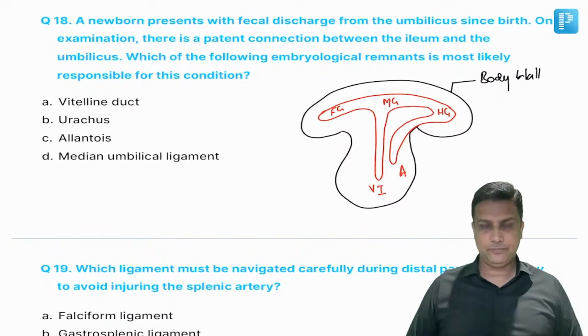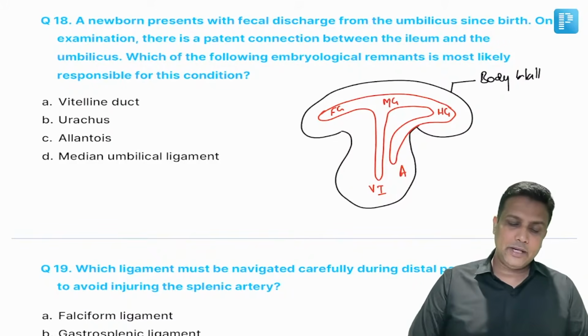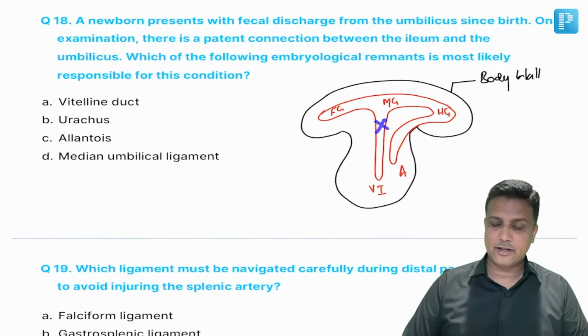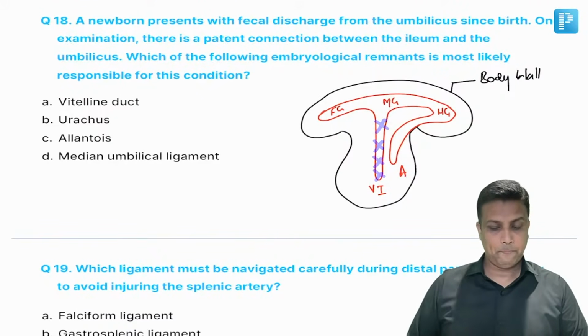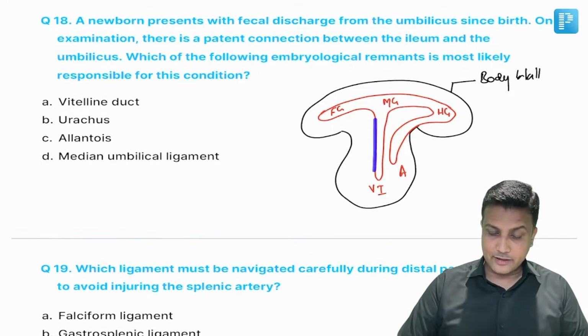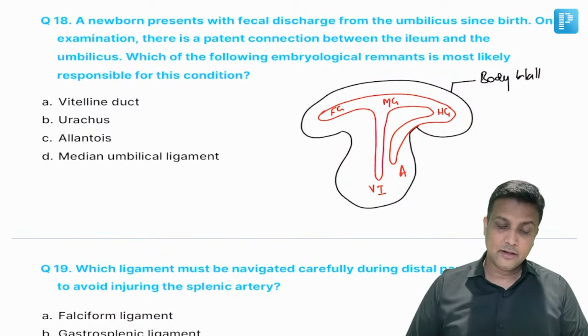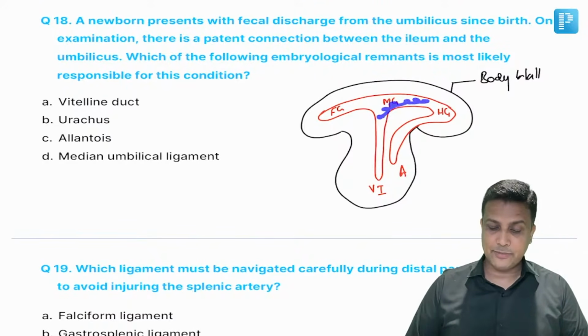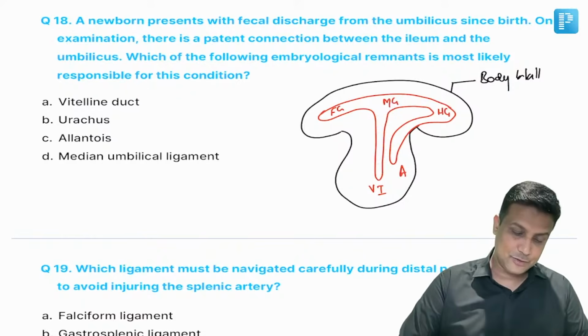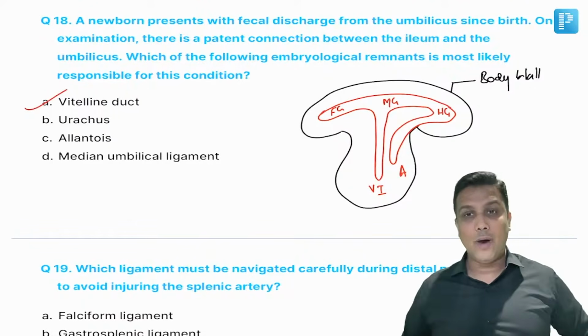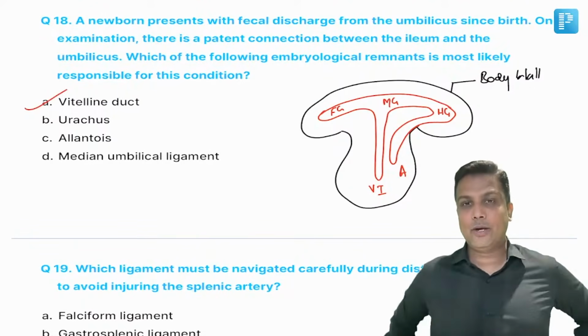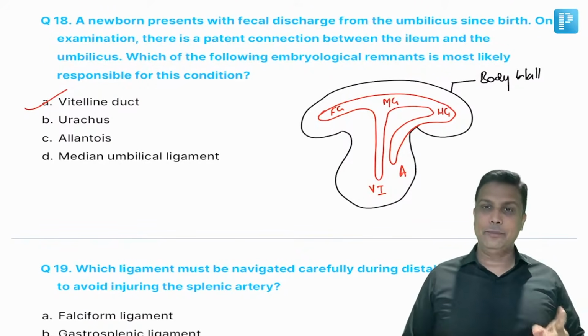That is allantois. Now, normally in you and me, what should happen is vitello-intestinal duct should be completely gone. If this vitello-intestinal duct remains persistent, then what is going to happen? Of course, the fecal discharge will be coming out from the umbilicus. So therefore, the correct answer here will be the vitello-intestinal duct. It is the one which is going to connect that midgut to the umbilicus.